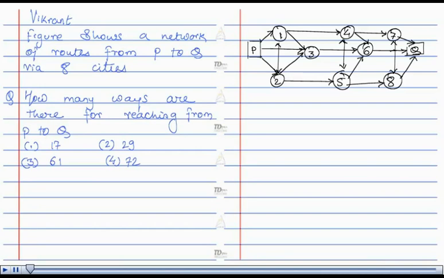Hello, I am Vikrant. The question is, the figure shows a network of routes from city P to Q via 8 cities. How many ways are there for reaching from P to Q?